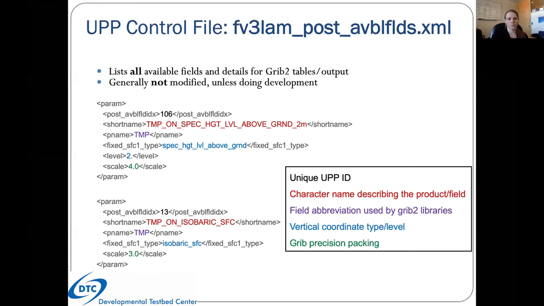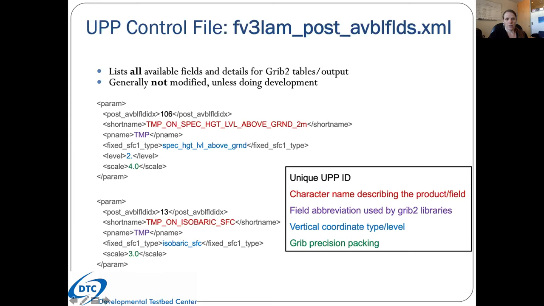Again, each variable or field has a separate param block here, with the first element in that being the unique UPP ID. So UPP uses this unique ID throughout the source code for each of the variables. And the second line is the short name, as we saw in the user customizable XML. This is the character name describing the product or field. The third one is the P name.